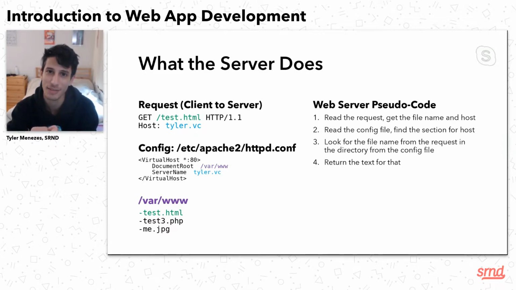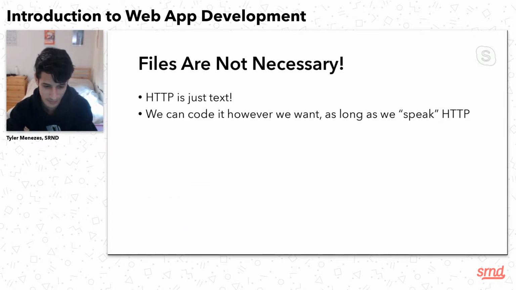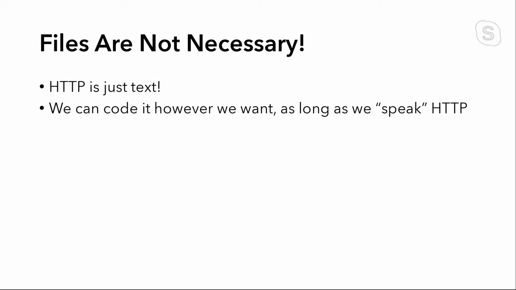This is the same. You're effectively reading a file, except instead of a file, it's a network request in a particular format, and then you respond in a particular format, but you just need to write a function that does that. So files are absolutely not necessary. We can code it however we want as long as we speak HTTP.